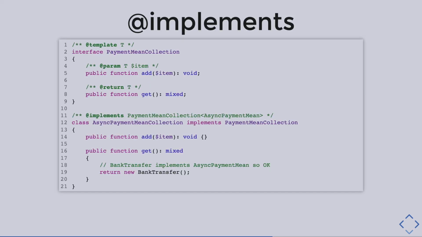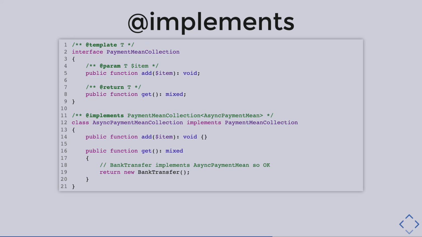So here, we have the @implements annotation. If I have an interface which uses a template T, I will be able to implement that interface with any other type I want to use. So I define my template T, and then in the implementation, I will use the @implements annotation, saying that I want to implement this interface with the type in the angle brackets.